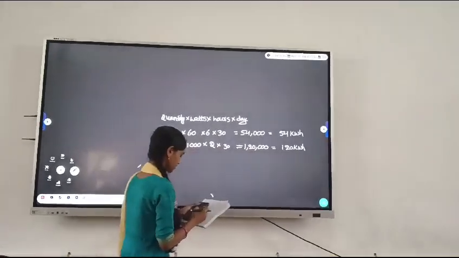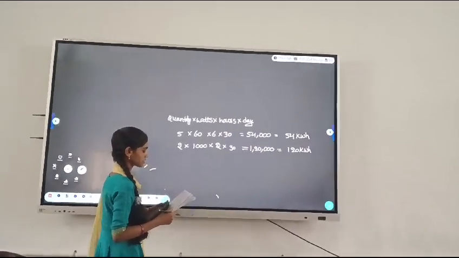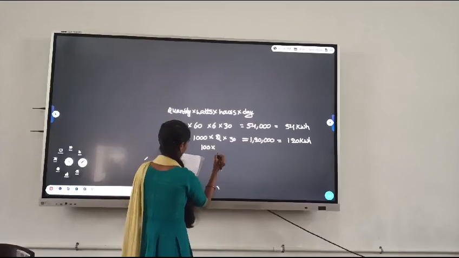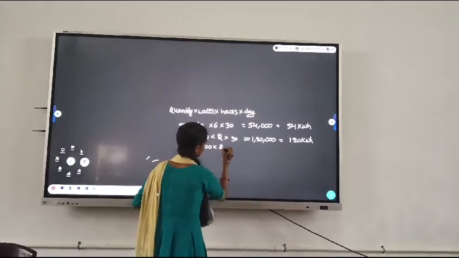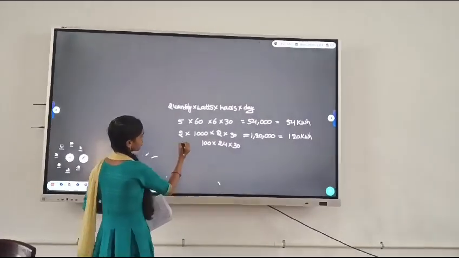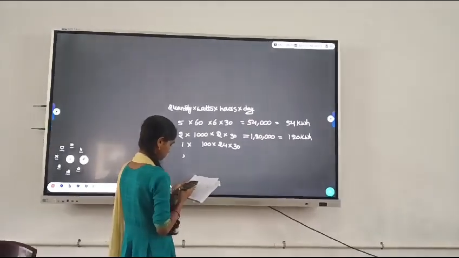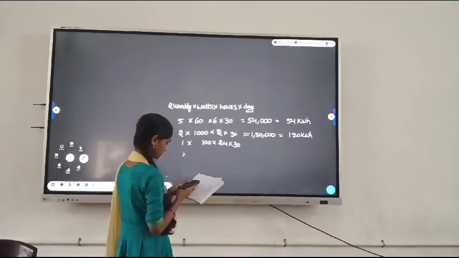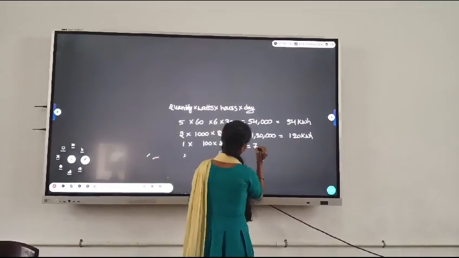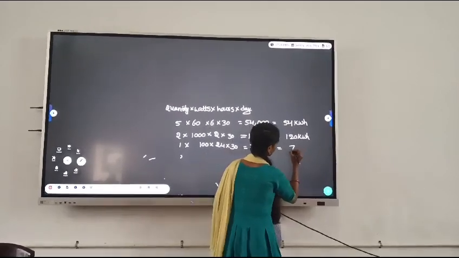The third appliance is a 100 watt refrigerator for 24 hours. Here the watts are 100, and the hours are 24, and the days are 30. Here there is no quantity, so you have to write 1. So 72 kilowatt hour.